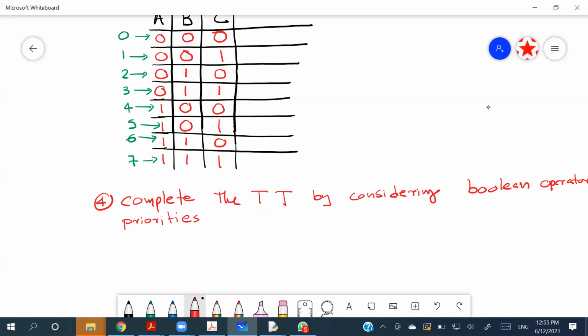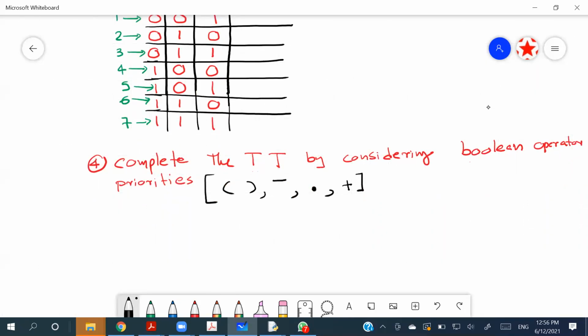So priorities go like this. The brackets get the highest priority, then the not, right, or the dash, then the dot, finally the plus. Got this, people? So these are the operator priorities.